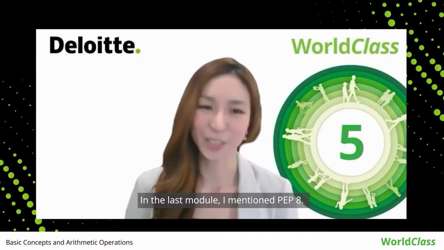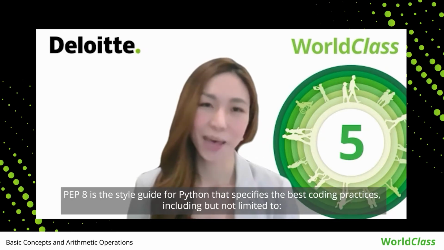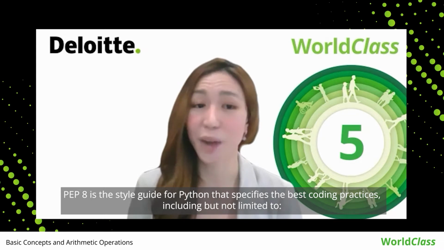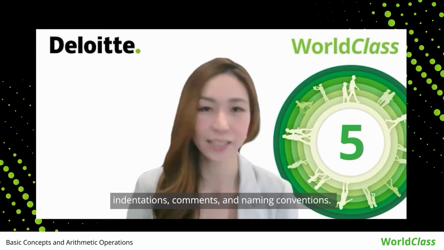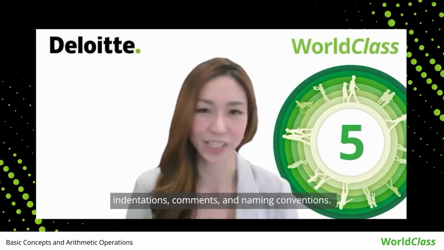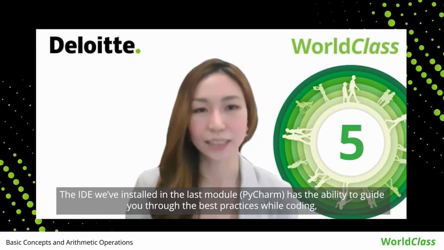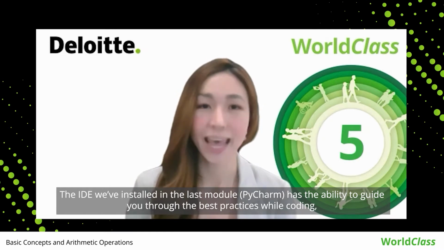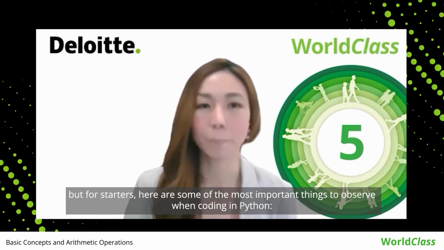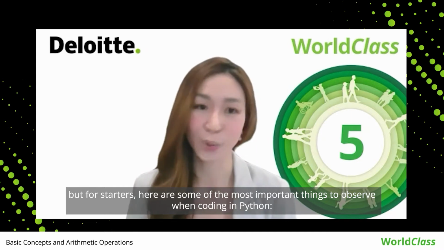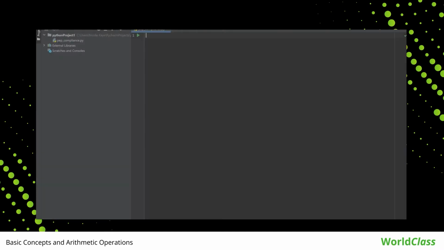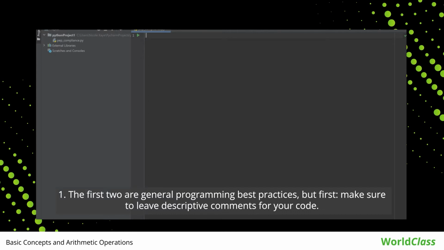In the last module, I mentioned PEP 8. PEP 8 is the style guide for Python that specifies the best coding practices, including, but not limited to, indentations, comments, and naming conventions. The IDE we've installed in the last module, PyCharm, has the ability to guide you through the best practices while coding, but for starters, here are some of the most important things to observe when coding in Python. The first two are general programming best practices.